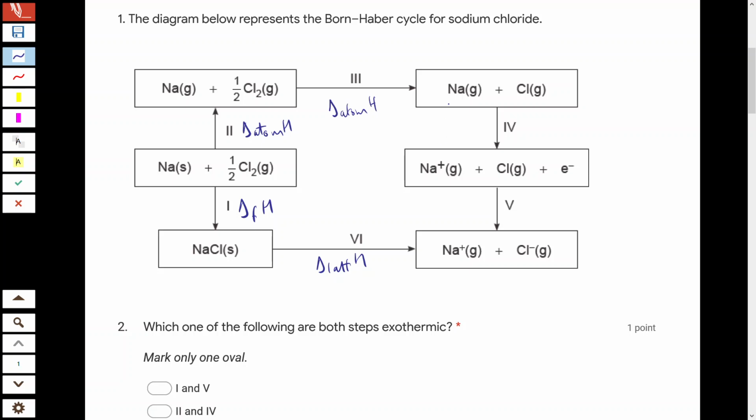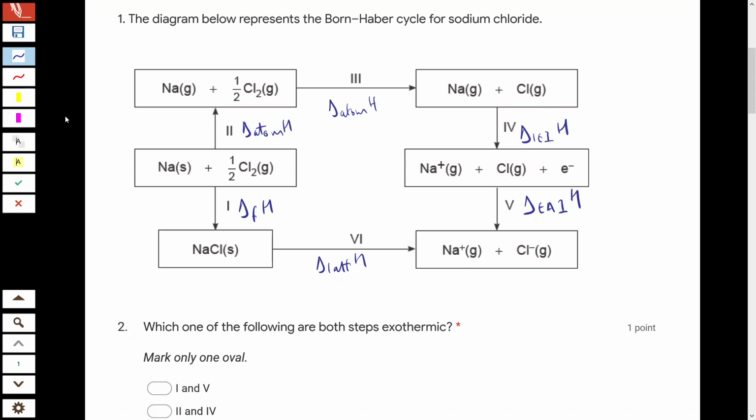This next step, we're going from gaseous sodium atoms to gaseous sodium ions. That's the first ionization energy of sodium. And with ionization energies, you're always taking electrons away from atoms. That's always endothermic, unfavorable. And then the last step of the cycle, we're taking chlorine and adding an electron to it. That's the first electron affinity of chlorine. Electron affinities, well, the first ones, are always exothermic because you're forming a new interaction between a negative electron and a positive nucleus.